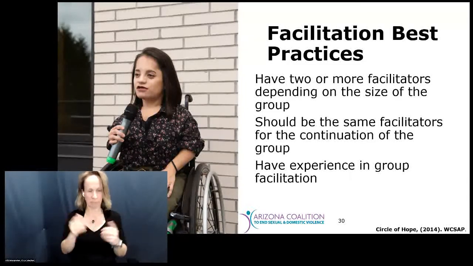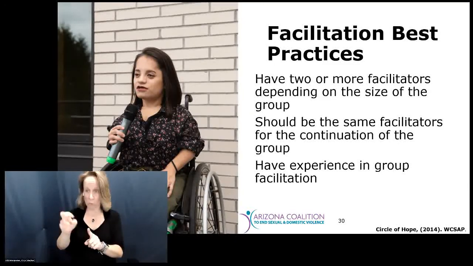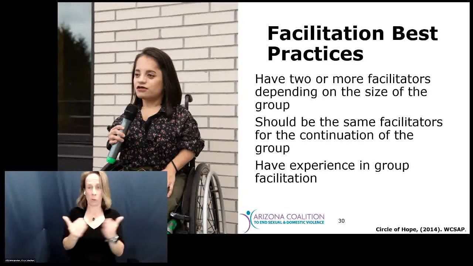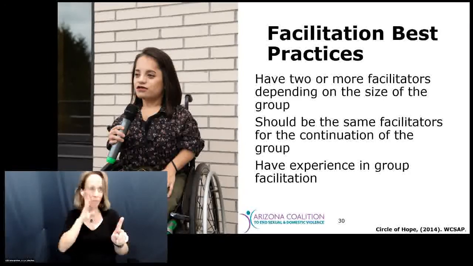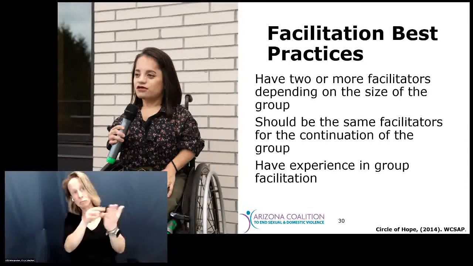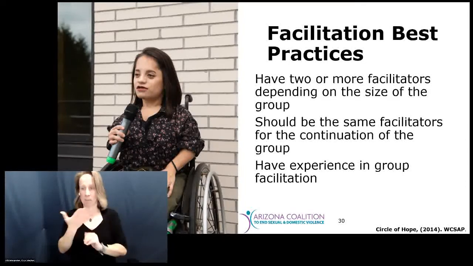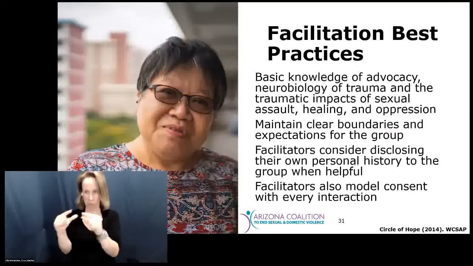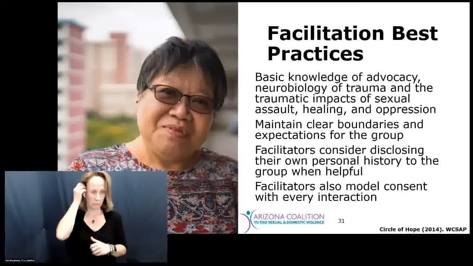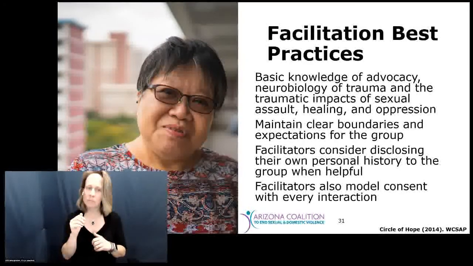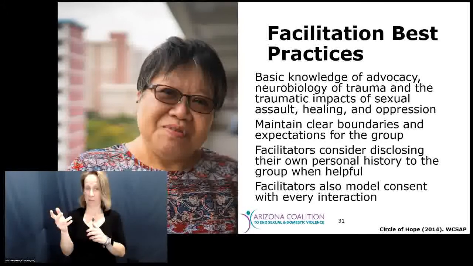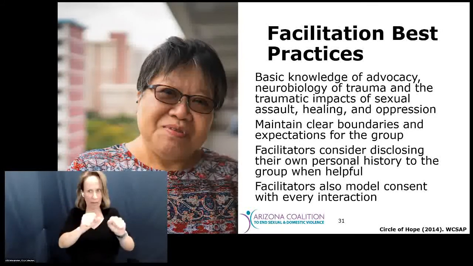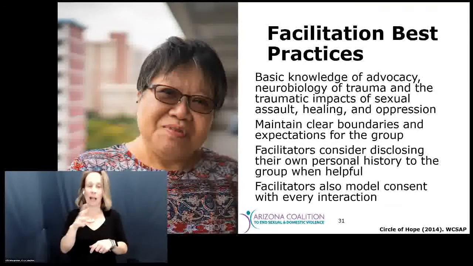Before facilitating a support group on your own or even with a partner, new facilitators should shadow experienced advocates doing groups and also receive training specifically on facilitating support groups. Beyond training and facilitation, facilitators who are not advocates should be trained in basic advocacy skills. Facilitators also know how to maintain clear boundaries with participants.